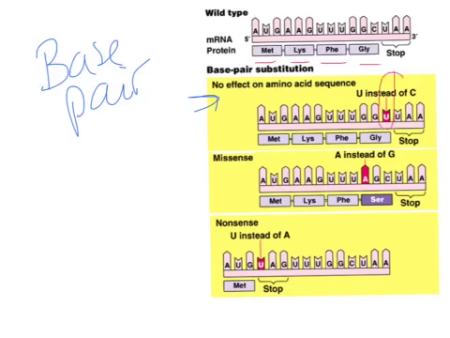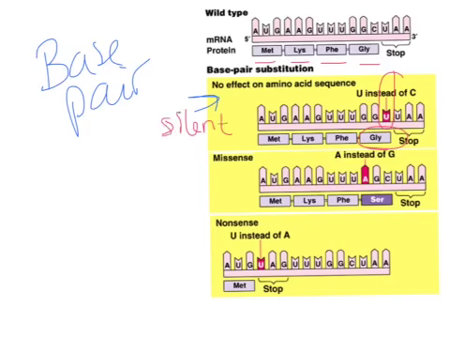I've got a substitution. But because it's in that wobble position, it's at that third base position, there's a chance that it doesn't do anything. And that's what happens here. That still codes for glycine. And so no one would ever know this mutation existed. Okay, sometimes those are called silent mutations, because they don't do anything, so you don't know that they're there.